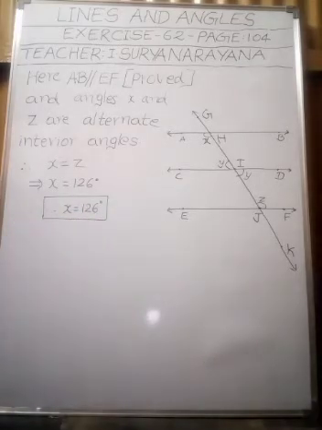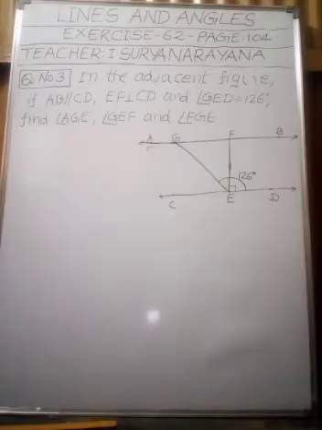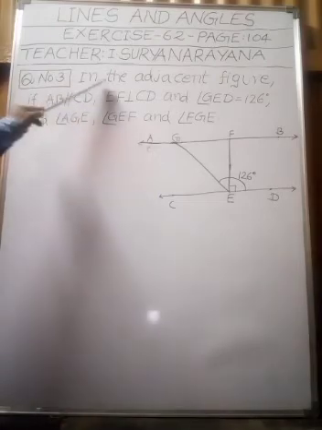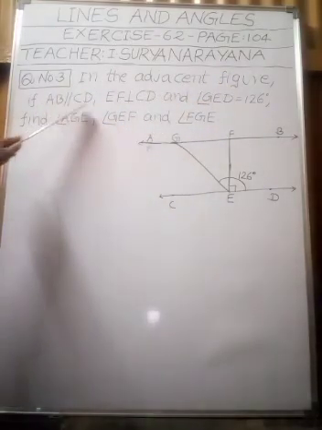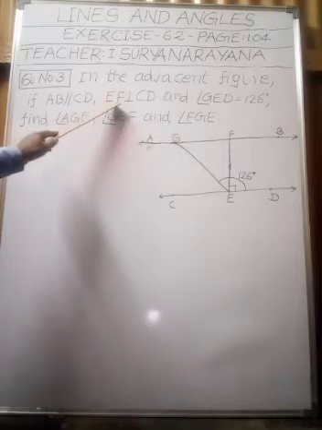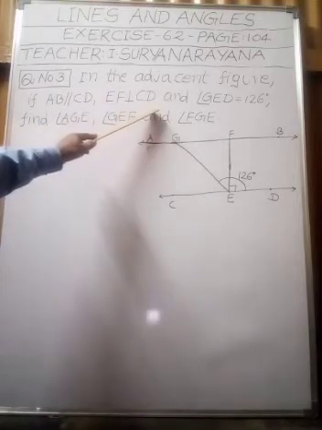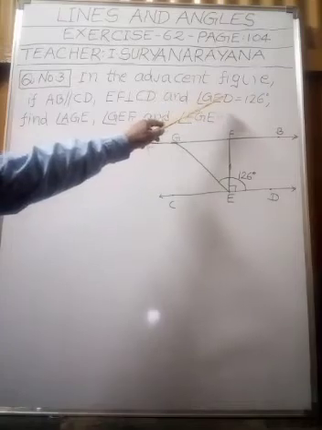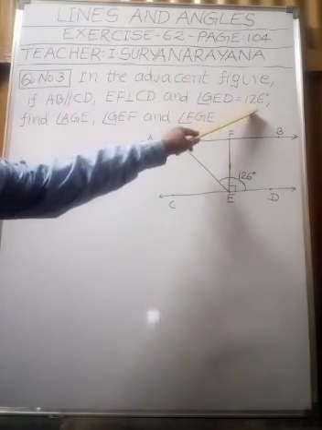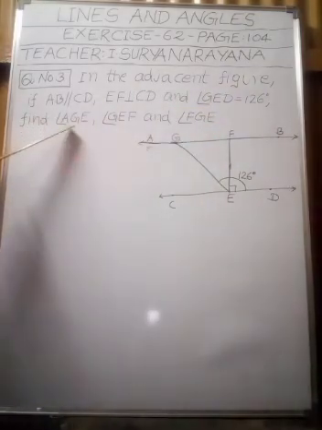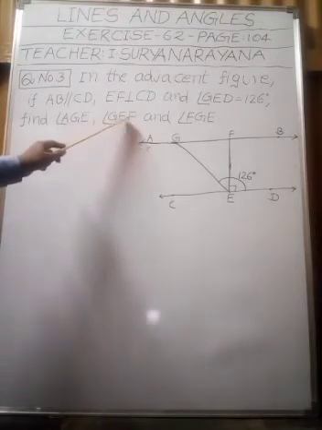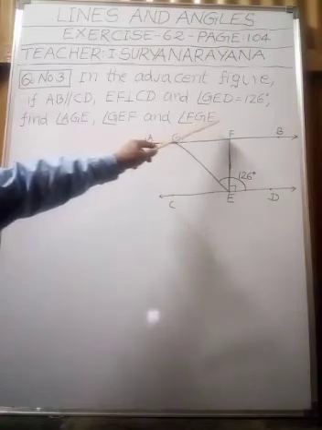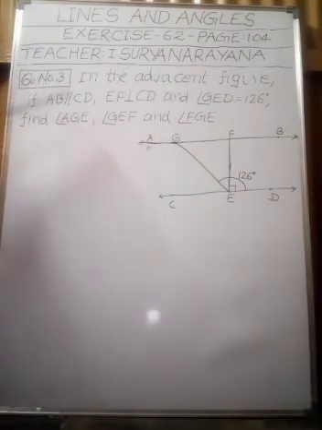Understood, my dear children? Right. Now come to the third question, question number 3. In the adjacent figure, if AB is parallel to CD, EF is perpendicular to CD, and angle GED is equal to 126 degrees. Find angle AGE, angle GEF, and angle FGE.